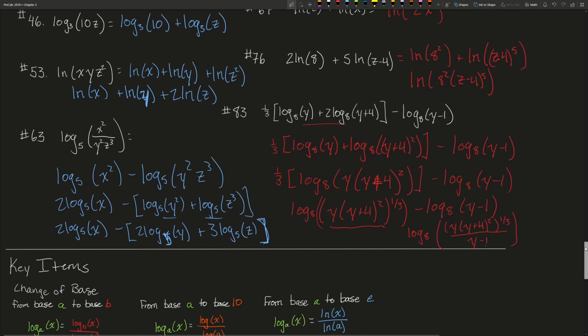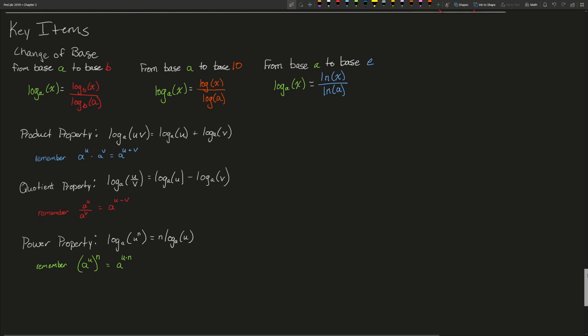So I realize that was a lot of examples, but hopefully it touches on everything that we've done and it helps reinforce all of those notes. Some key items to take away, things we need to know. The change of base formula, so changing from base A to base B, we're just taking the ratio of log base B of x over the log base B of A. Changing from base A to base 10, if we have log base A of x, in order to change that to log base 10, we take the ratio of log x over log A. In order to change from base A to base E, we take the natural log of x over the natural log of A.